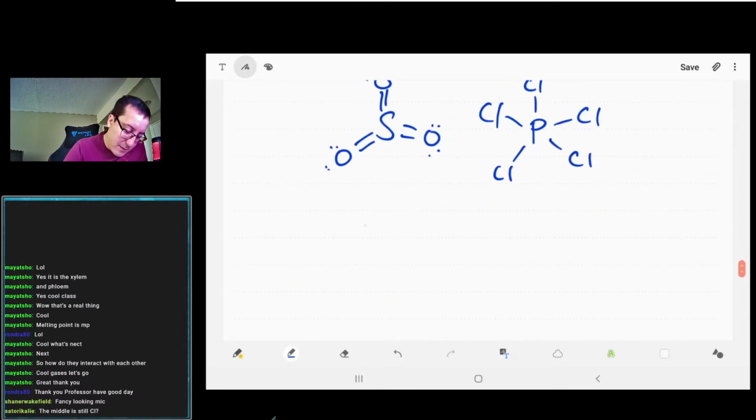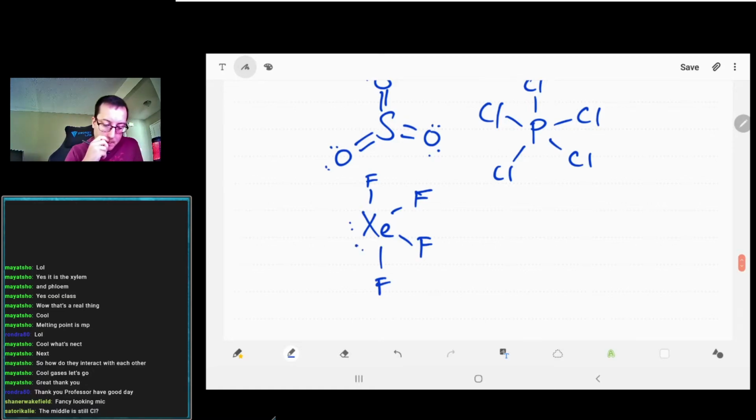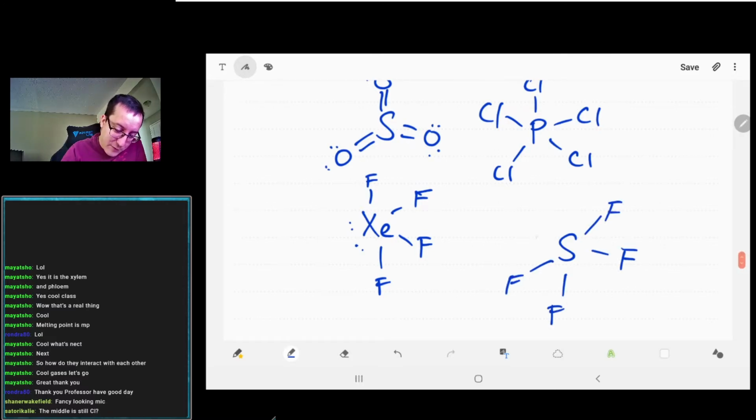Another example would be Shane's favorite molecule, xenon tetrafluoride. It has 2, 4, 6, 8, 10, 12 electrons on xenon. And so we're going to see that that's totally a thing. We could have... This is a fun one, by the way. Sulfur hexafluoride. If you ever get your hands on this, it's a pretty fun thing to do.